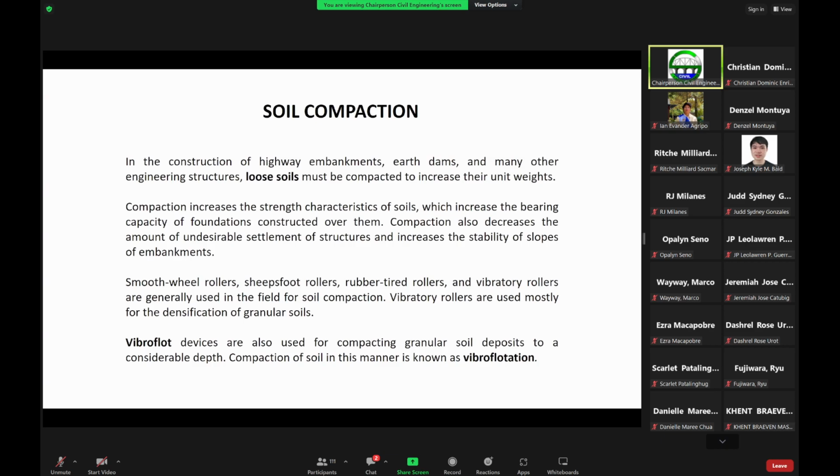Then we have what we call vibro float devices, which are used for compacting granular soil deposits to a considerable depth.